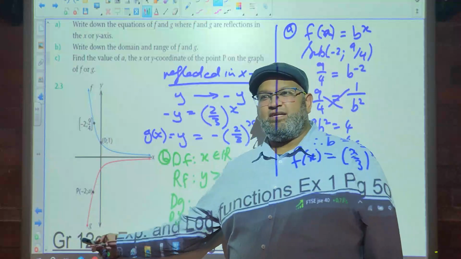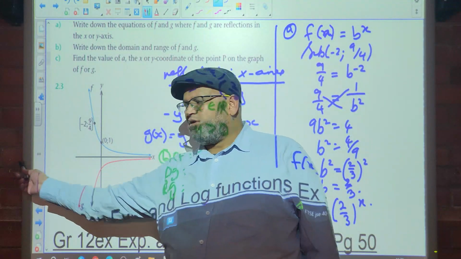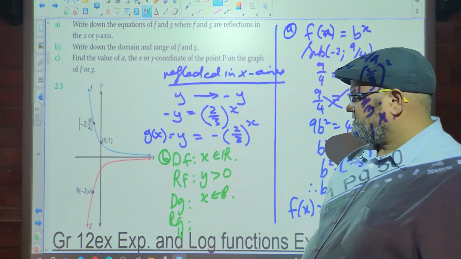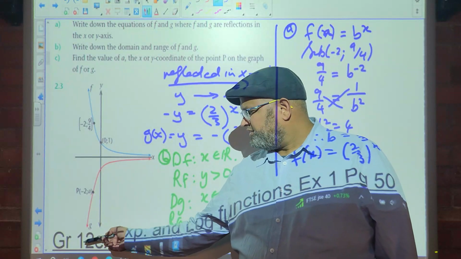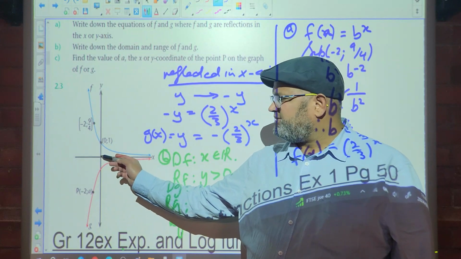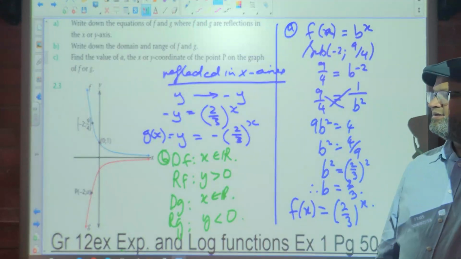Now the domain and the range of g. The g is the graph in the red. Does this graph exist at negative infinity? Yes. Positive infinity? Yes. So x is an element of all real numbers. Let's look at the range of g. It goes to negative infinity. Where does it stop existing at? 0. So y is less than 0.